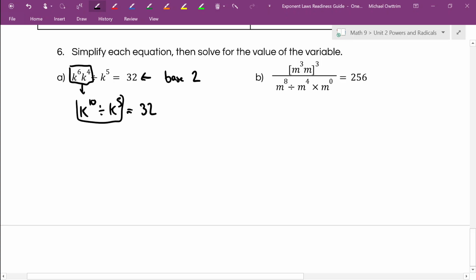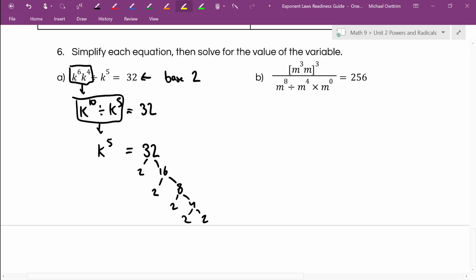When we divide powers with the same base, we're going to subtract their exponents. This is k to the 5. And then we want to ask ourselves what 5 factors would multiply together to give us 32. We could, of course, break this down into its prime factors. And hey, look, 5 factors of 2 make 32. So we know it's 2 to the 5. That gives us 32, even if we didn't have that memorized.